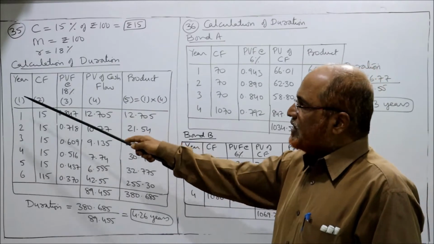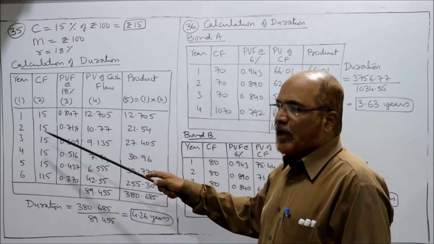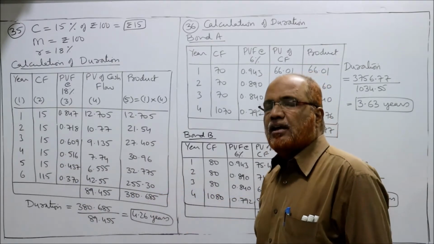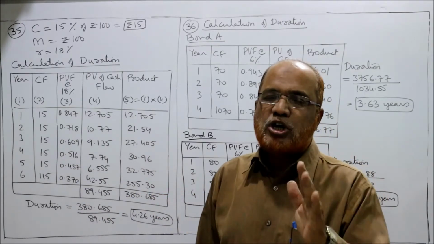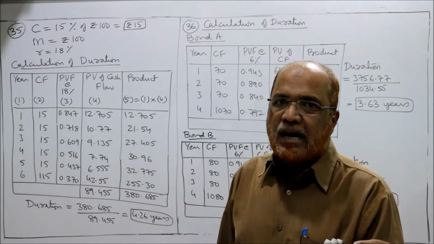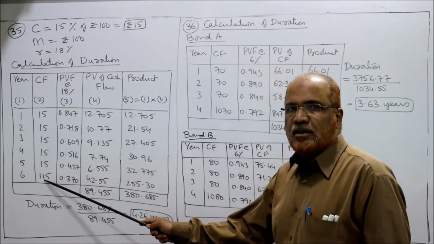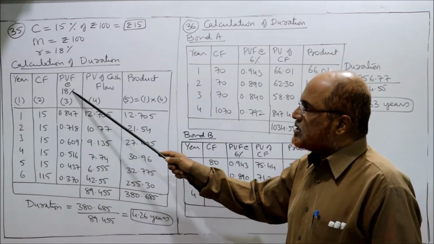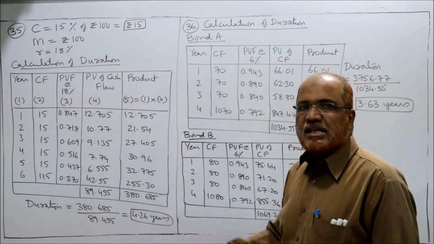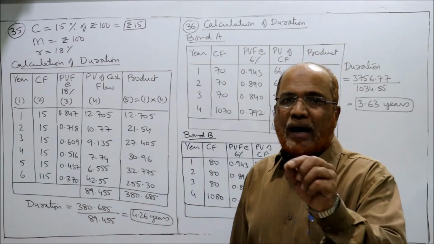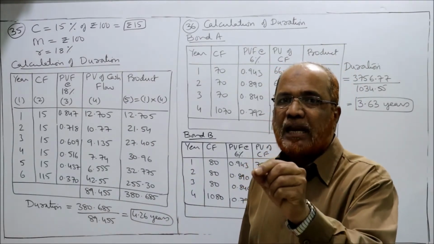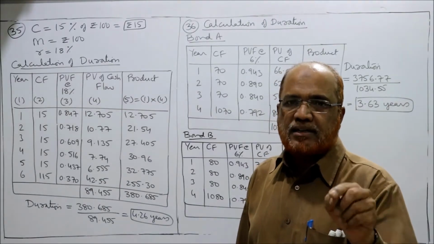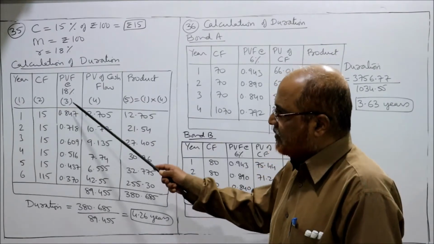Calculation of duration. First column, year column, then cash flow. Every year coupon interest 15 rupees he will get. At the end of the 6th year, he will get the interest plus redemption value, 15 rupees plus 100, 115 rupees. And YTM is given as 18%. So required rate of return 18%, we will take PVF, present value factor, already you know it. 1 divided by 1.18, press and continue, first year, second year, third year, fourth year, fifth year you will get.